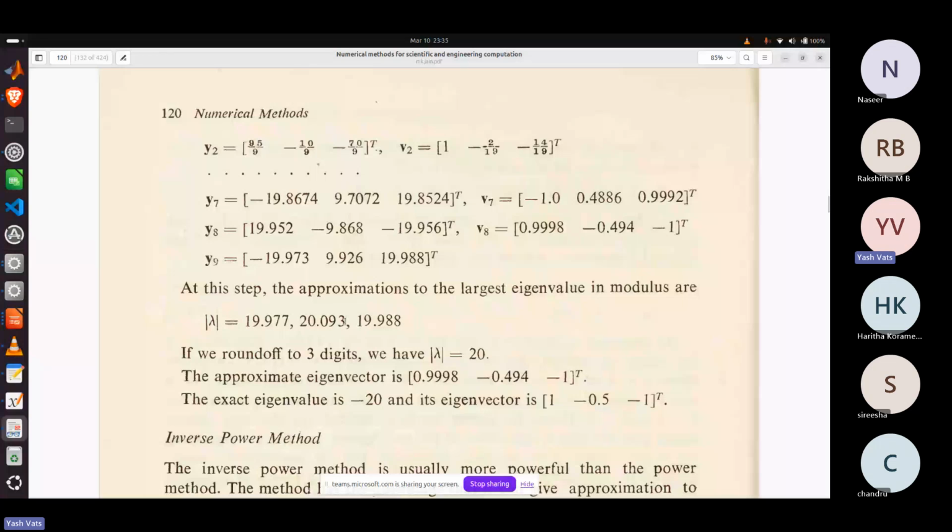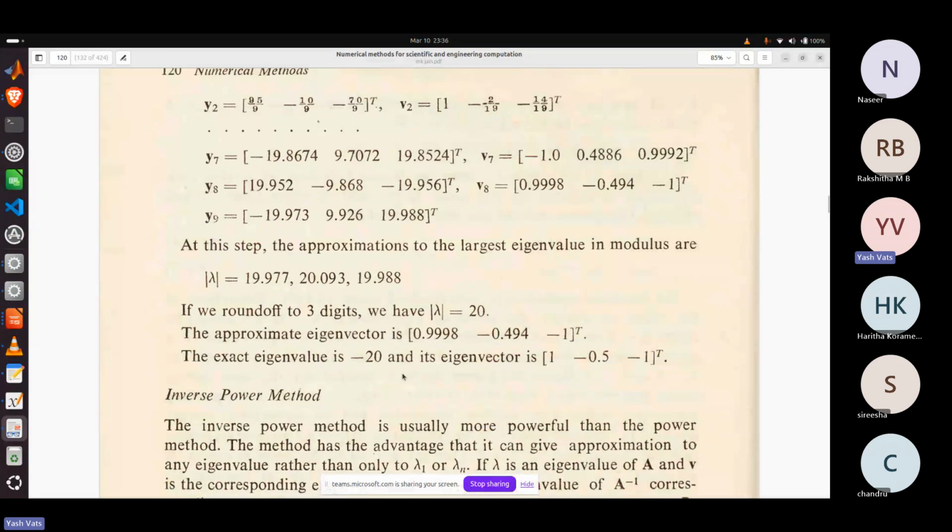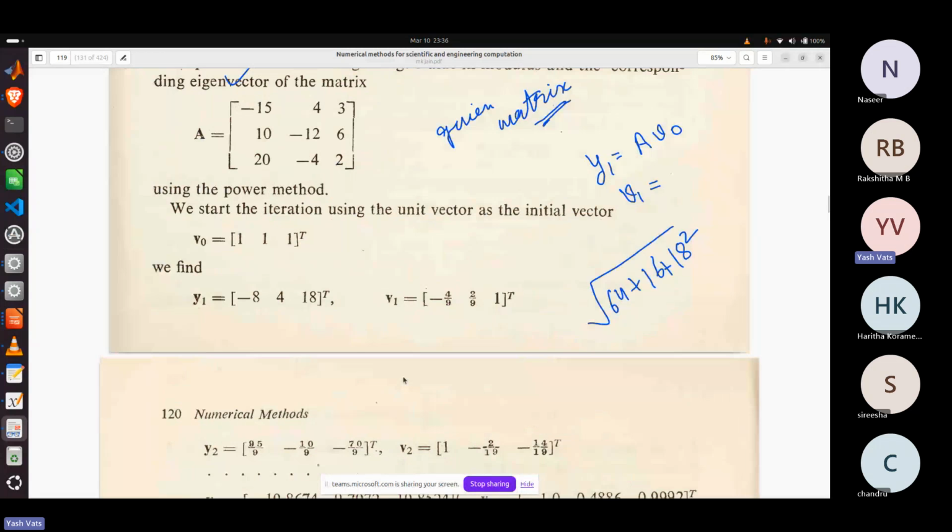And the approximate eigenvector is basically this, which is your V8. V8 is your approximate eigenvector. The exact eigenvalue is minus 20, and the eigenvector you can find out. So exact is different, approximate is different. Approximate you are getting from this algorithm. Exact you can find out manually, that I've already shown.